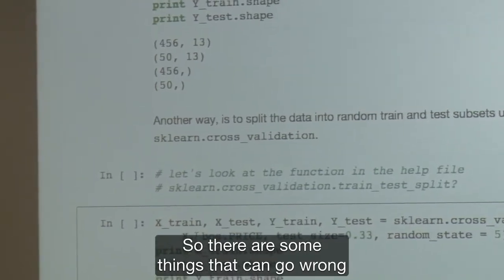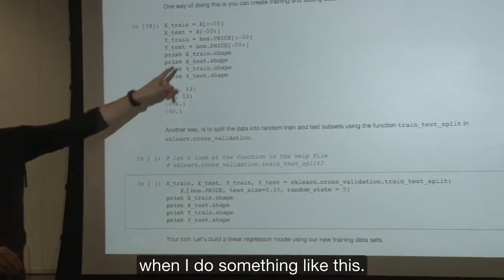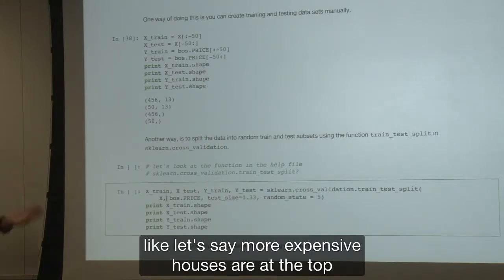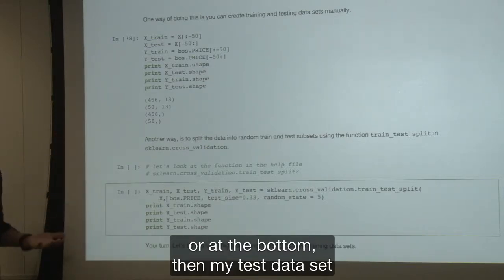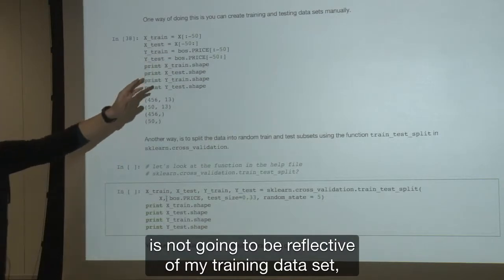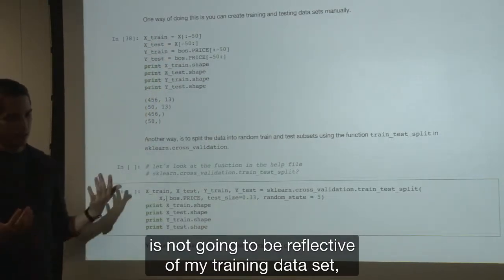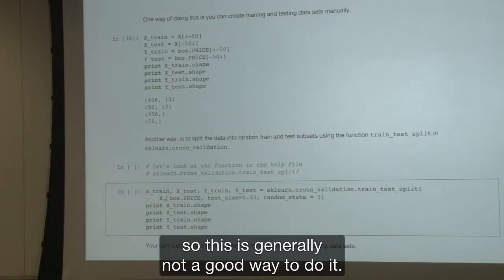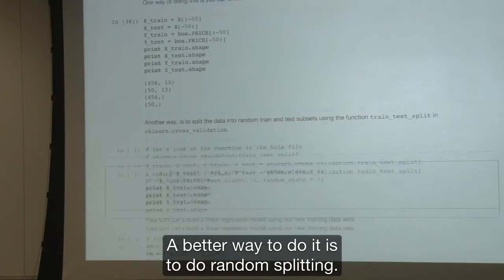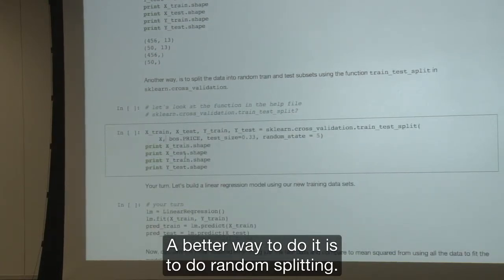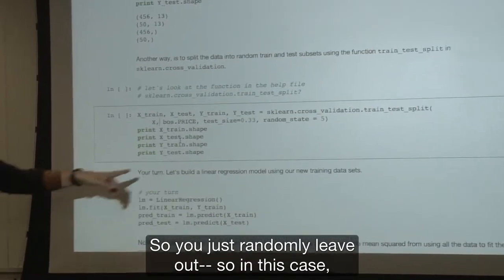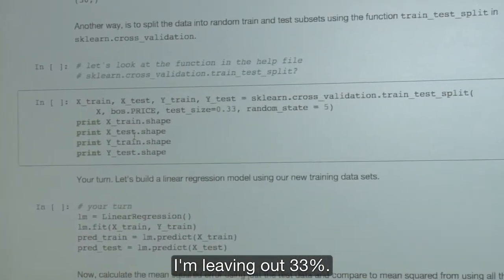So there are some things that can go wrong when I do something like this, right? If for some reason the data is ordered in a particular way, like let's say more expensive houses are at the top or at the bottom, then my test data set is not going to be reflective of my training data set. So this is generally not a good way to do it. A better way to do it is to do random splitting. So you just randomly leave out. In this case, I'm leaving out 33%.